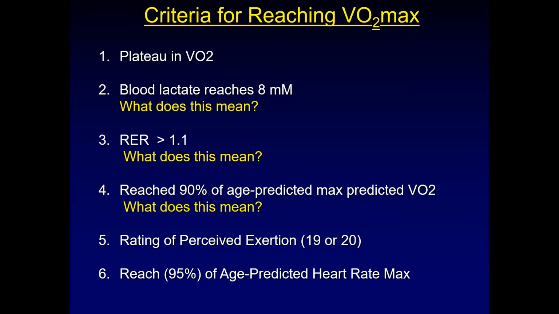In the absence of a plateau, we've developed what we call secondary criteria. One of them is a blood lactate level of 8 millimoles. You're at about 2 at rest. 8 millimoles is about 4 times what you see at rest.